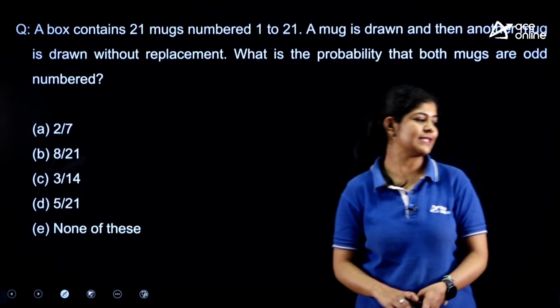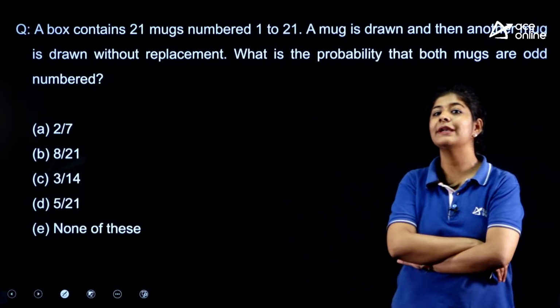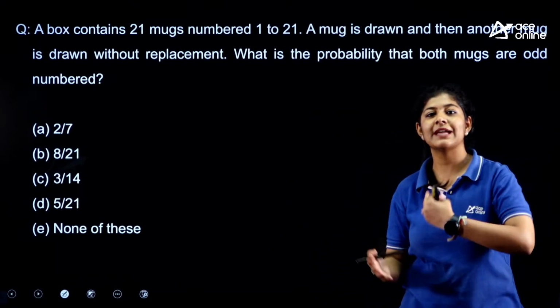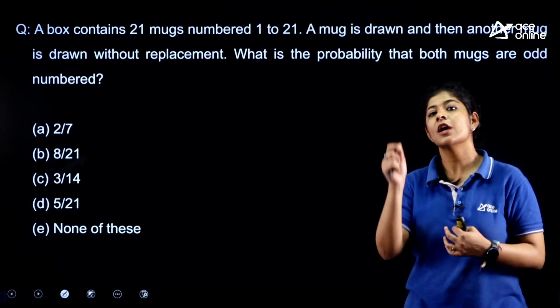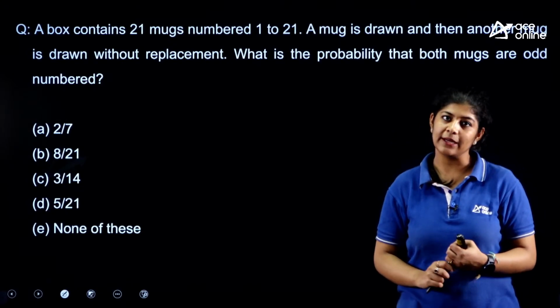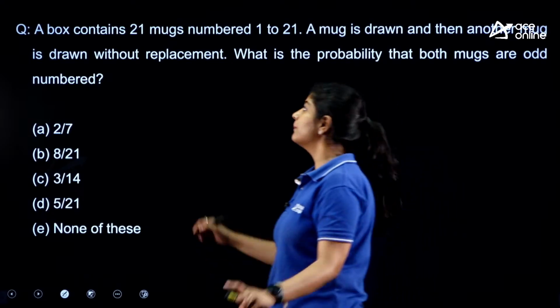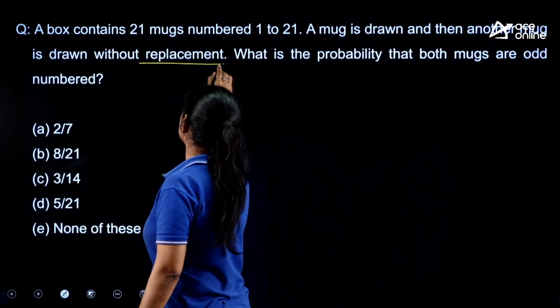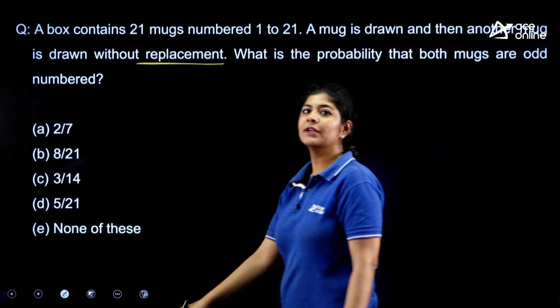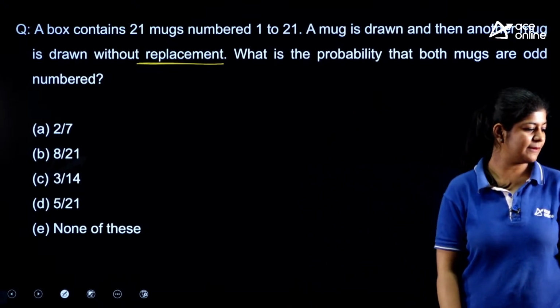What we have to do is simply find the probability that both mugs that we get out of the box have odd numbers, and we need to pick the mugs without any replacement. Without replacement. So what answer are we getting?